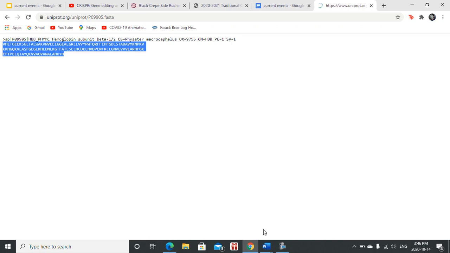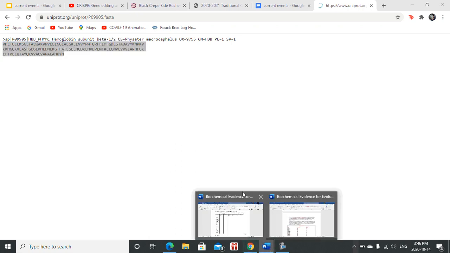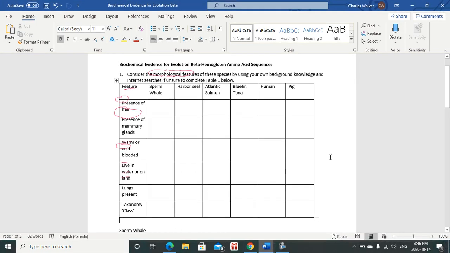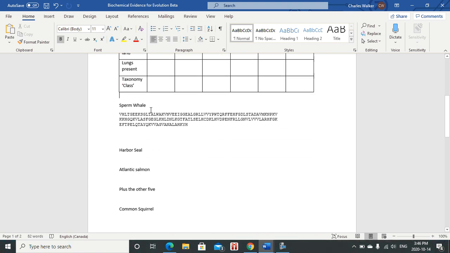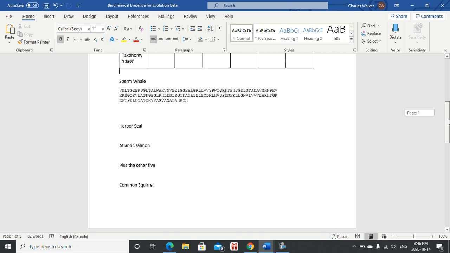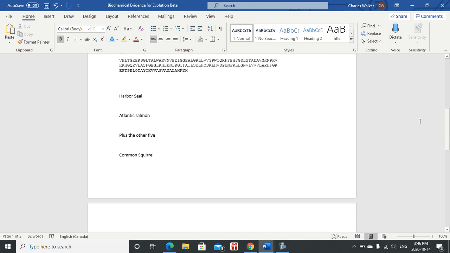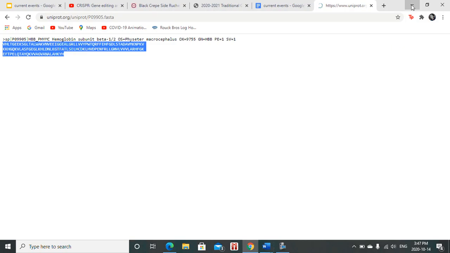So I'm going to copy that, and now I'm going to go into my Word document, where you also need to give me all of the sequences. I've already pasted it for the sperm whale, and you're going to have to do exactly the same thing for all of the others for both of the tables. That's the harbor seal, the Atlantic salmon, the other ones in the first table, and then in the second table there's also a gorilla, a chimpanzee and a rat. You'll need all of those. So I'm going to do another one here, common squirrel, just so I can show you how to do this without actually giving you any answers.